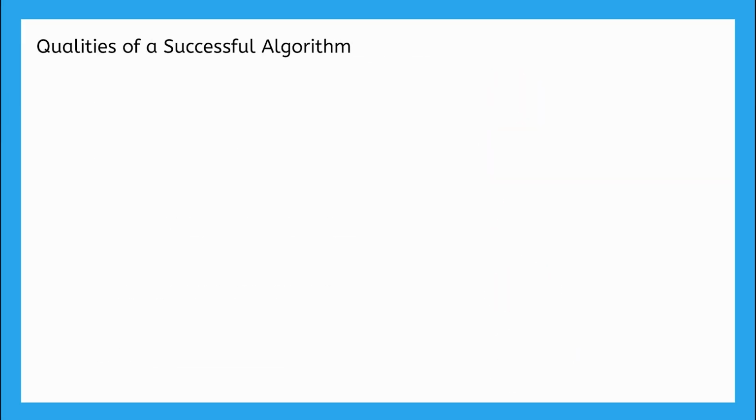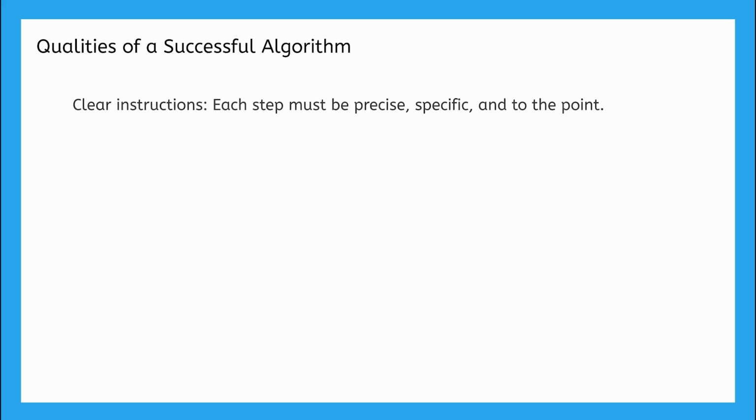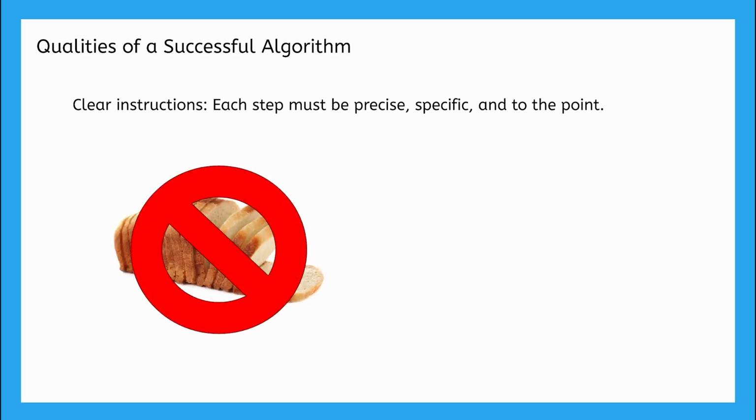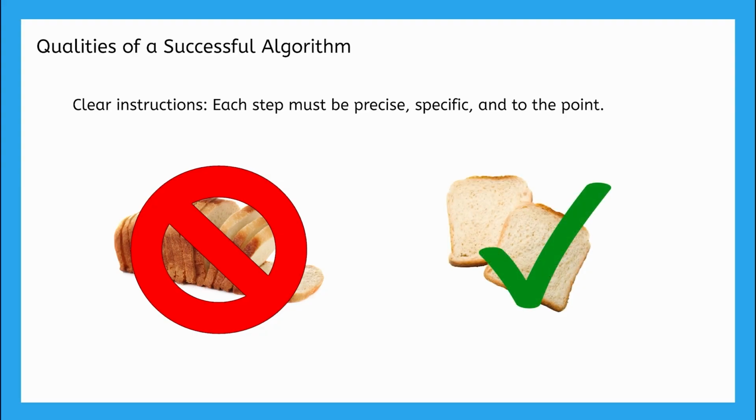As you may have noticed with our peanut butter and jelly sandwich algorithm, a successful algorithm has certain characteristics. An algorithm must have clear instructions. Each step must be precise, specific, and to the point. Saying, "get some bread," might be misinterpreted. Saying, "get 2 slices of bread," is very specific about the number of slices, so there is no confusion.